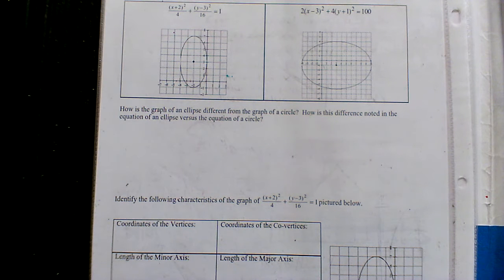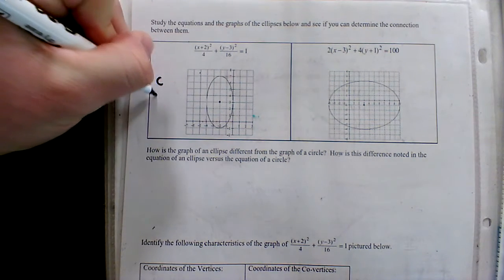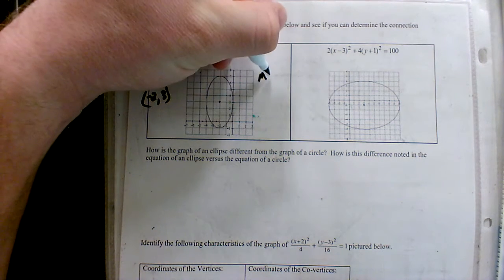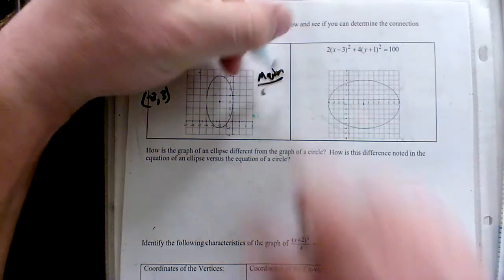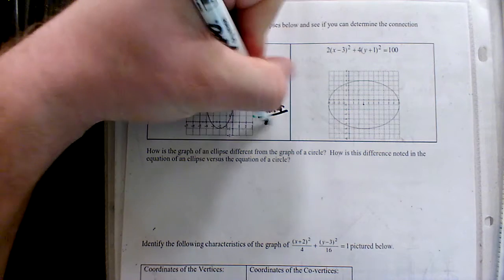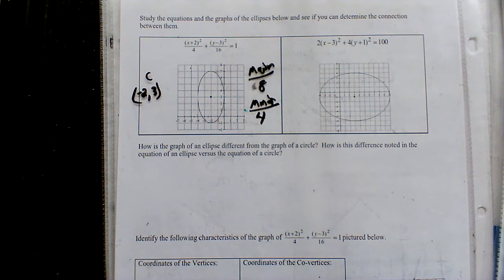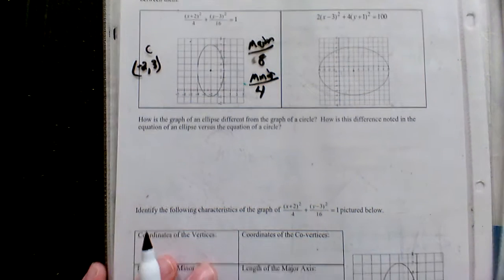Alright, so this is where we left off on Friday. We had worked on these problems above, so I know I have it erased here, but we found the center of this one was -2, 3. The major axis we had found as 8. Minor was 4. And then we had found this one over here. So we had found both of these, but we hadn't answered the question here yet. So that's where we're going to start today.